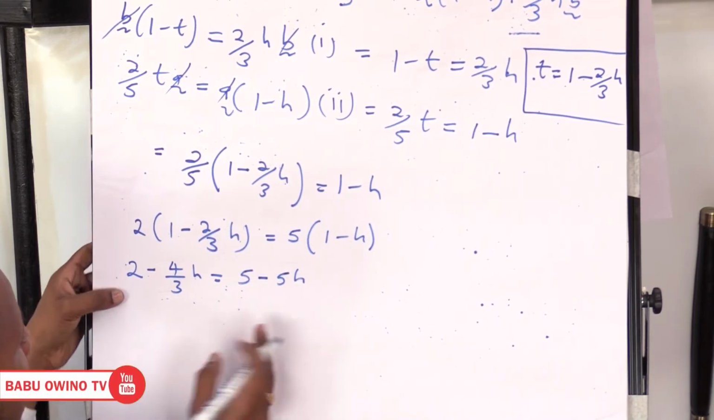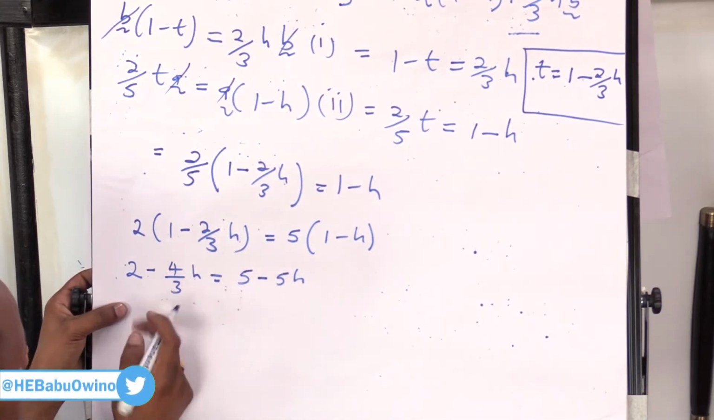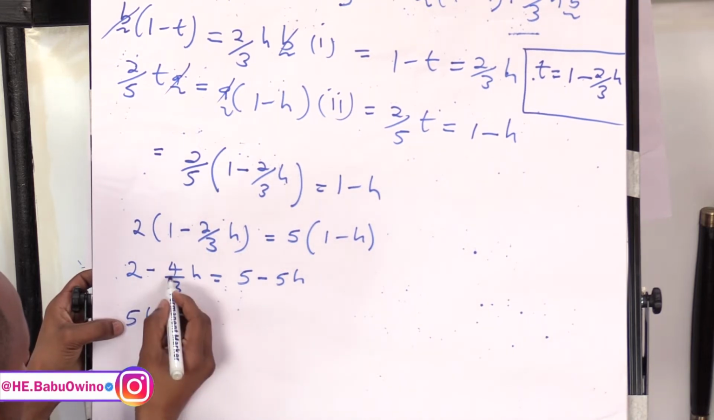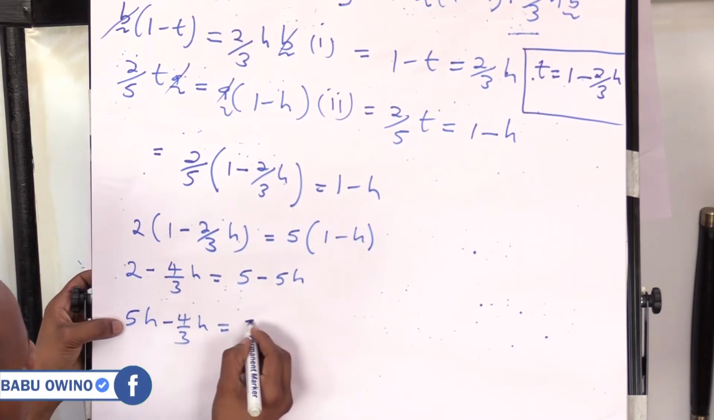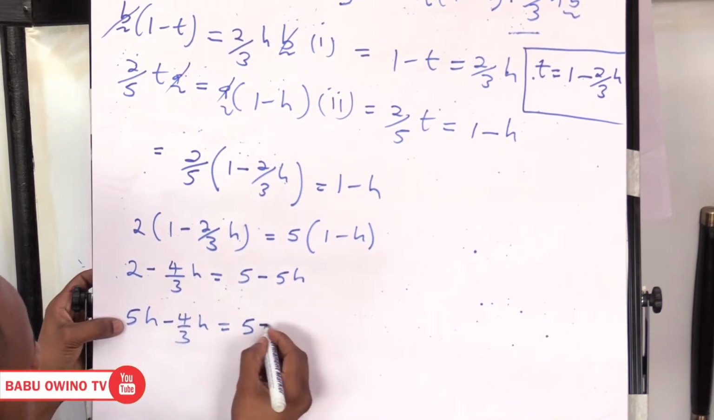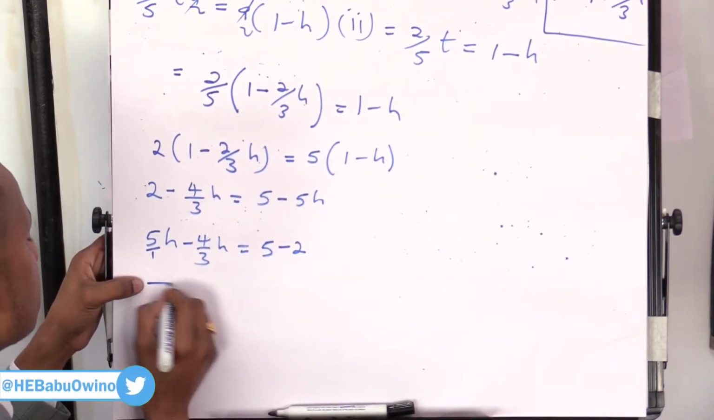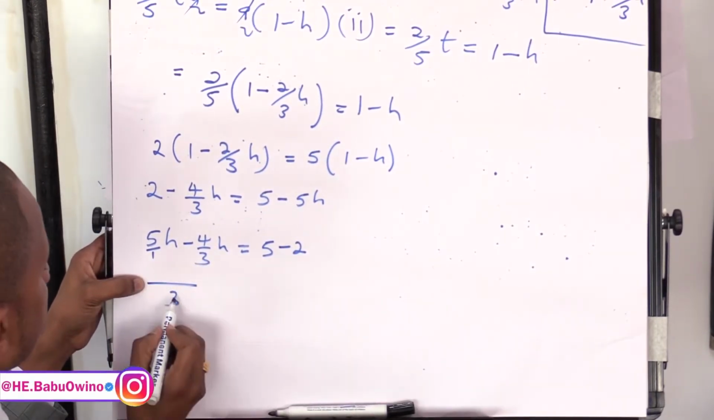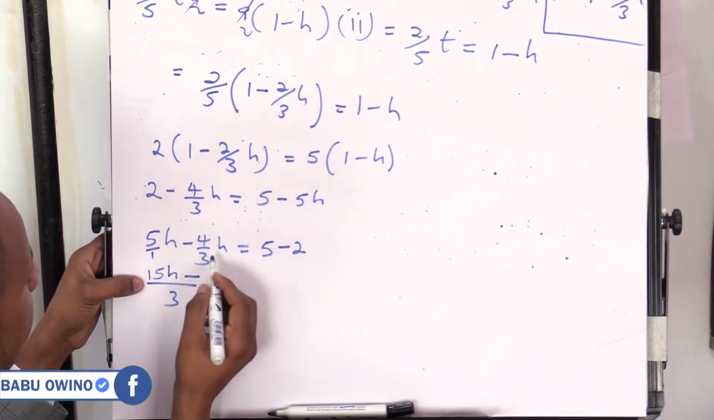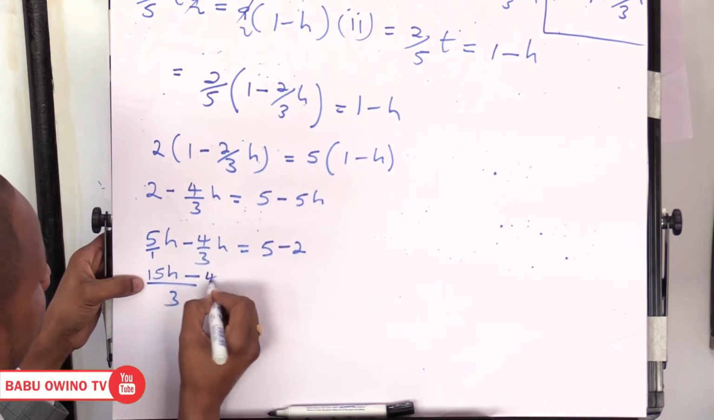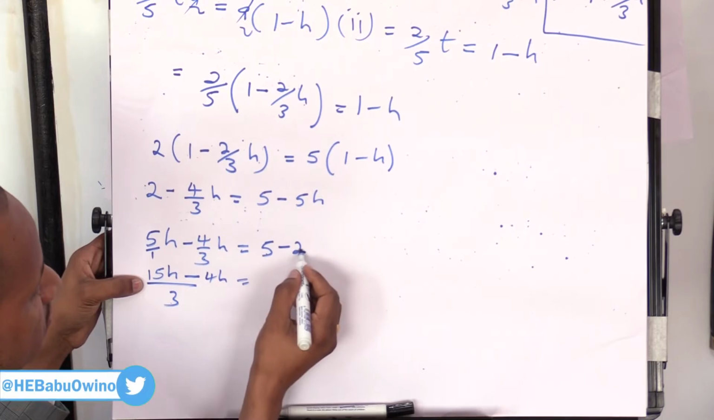Then collect the like terms, bring h on one side. Minus 5h when it crosses the other side becomes plus 5h, then minus 4 over 3h equals to this 5. 2 crosses the other side becomes minus 2. So solve this. LCM is 3. 3 times 5 is 15h minus 3 into 3, once times 4 is 4h equals to 3, 5 minus 2 is 3.